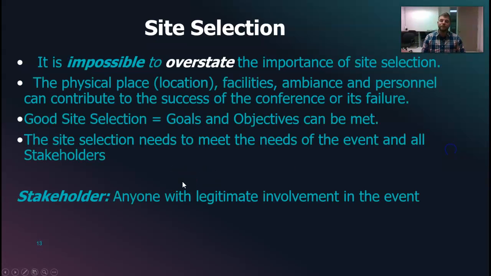It is impossible to overstate the importance of site selection. The place will actually make the event. So ensuring that it is done correctly should be a fair amount of your time invested into planning. You want the physical place, you want to check out the facilities, the feel or the ambiance, and who is working it as well. Good site selection means a place where both your goals and objectives can be met. And the site selection needs to meet the needs of all stakeholders. As I said before, stakeholders are anyone that's involved. So it's the attendees, the event planners, as well as the host.